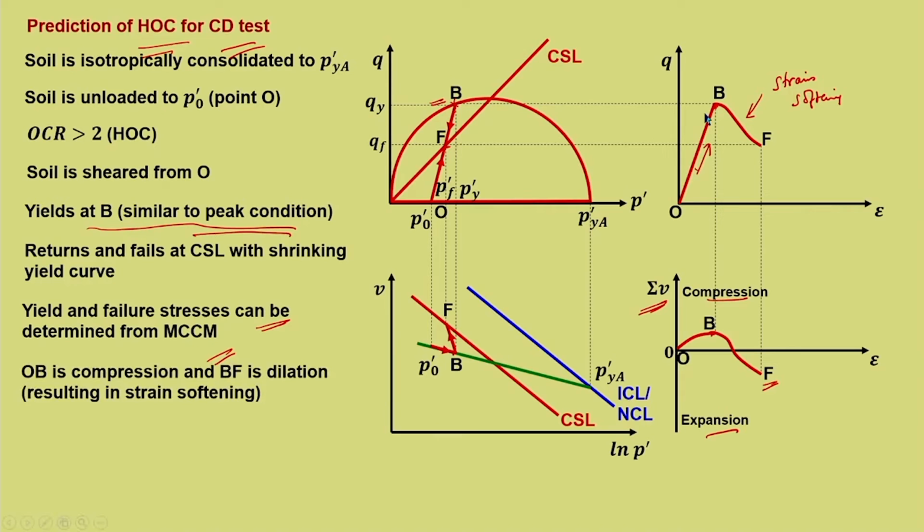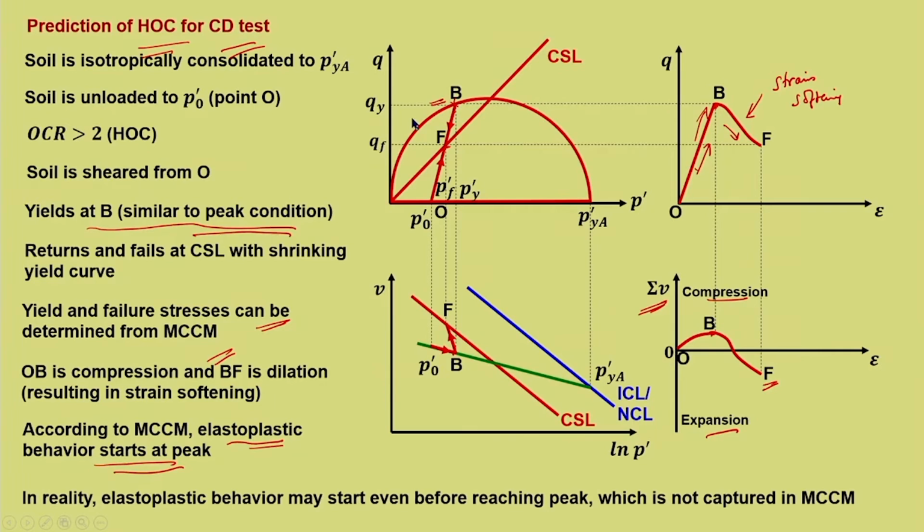Now, OB is compression and BF is dilation. Now, this becomes quite strict in the MCCM model, resulting in strain softening. Now, according to MCCM, the actual elastoplastic behavior starts at peak. Now, this is defined because it is explained in that manner. In reality, elastoplastic behavior may start even before reaching peak, which is not captured in MCCM.